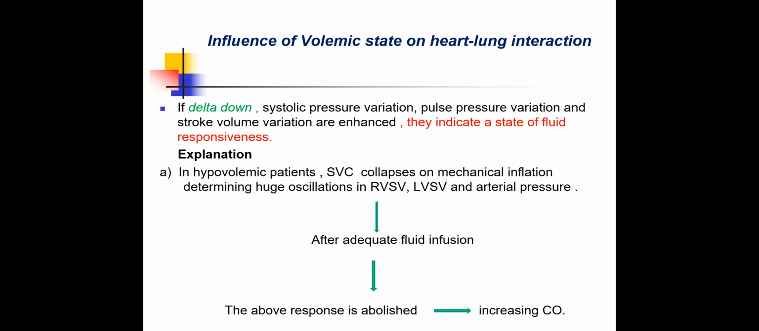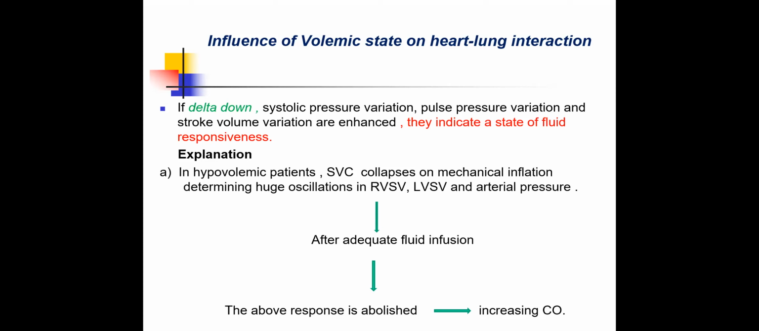So this is the influence of volemic state on heart-lung interaction and how the volemic state will have this influence on interactions. Let's see one by one. If delta down, the systolic pressure variation, the pulse pressure variation and the stroke volume variation are enhanced. When in delta down, these variations are enhanced. They indicate a state of fluid responsiveness.